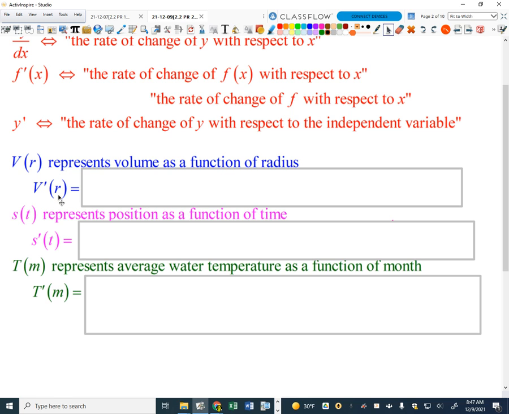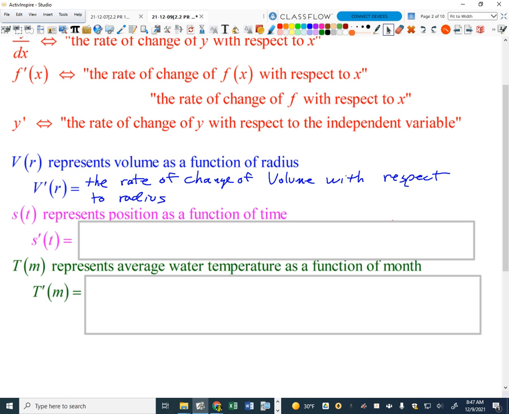How would we read this derivative? If V(r) represents volume as a function of radius, what is V'(r), Lucy? What do you think? It'd be the rate of change of the radius with respect to volume. Other way around, right? It's the rate of change of the output with respect to the input always. So it'd be the rate of change of volume with respect to radius.